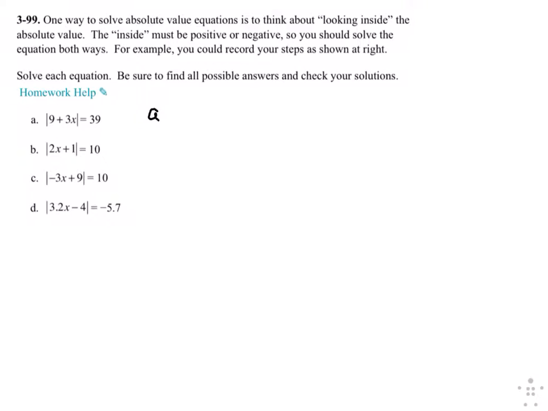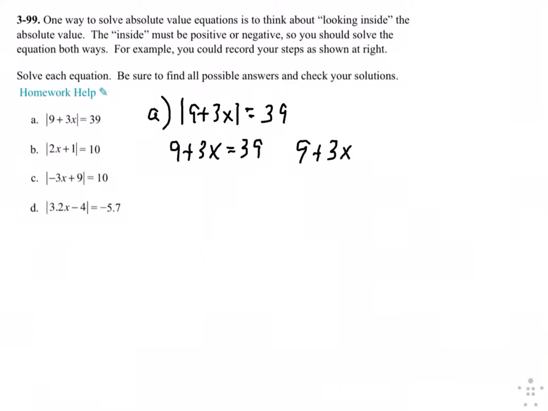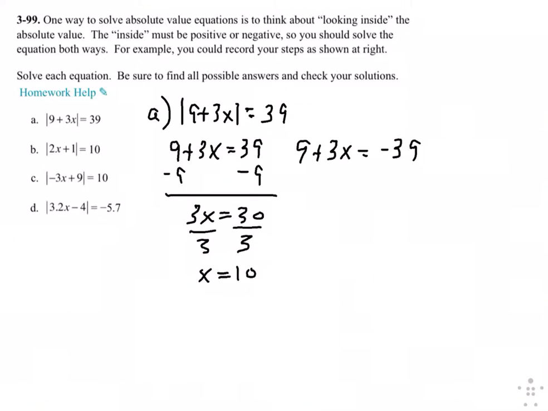So for A, right, I have the absolute value of 9 plus 3x equals 39. So I break it into 2. I get 9 plus 3x equals 39, and 9 plus 3x equals negative 39, right? The opposite of the right-hand side. I subtract 9 from both sides, and I get 3x equals 30. Divide by 3, and I get x equals 10 for that one.